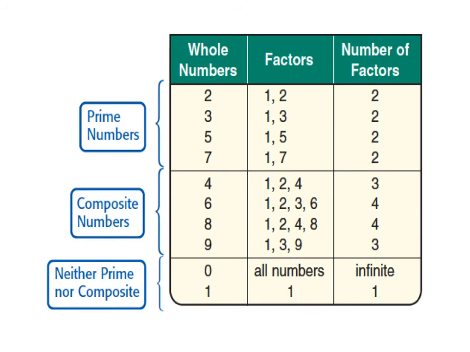On this slide, you see a chart. It has the whole numbers. It has the factors of whole numbers between 1 and 10, or I should say 0 and 9. In this case, the first set is prime numbers, 2, 3, 5, and 7. The next set is composite numbers, 4, 6, 8, and 9. And of course, as I said in the other slide, neither prime nor composite are 0 and 1.